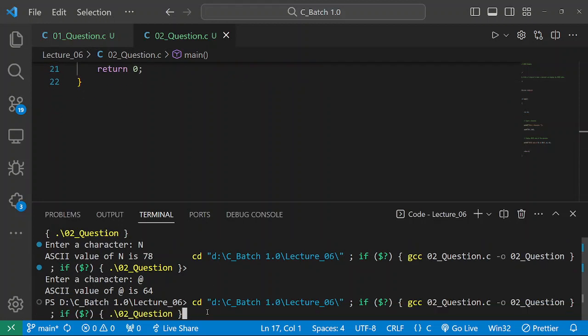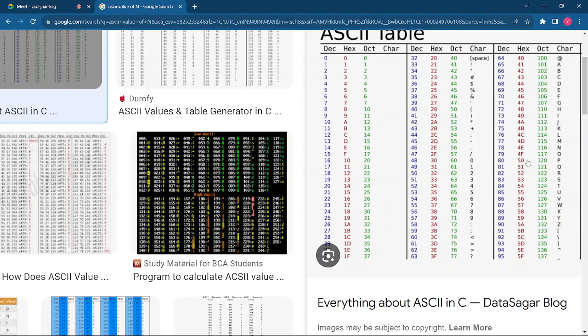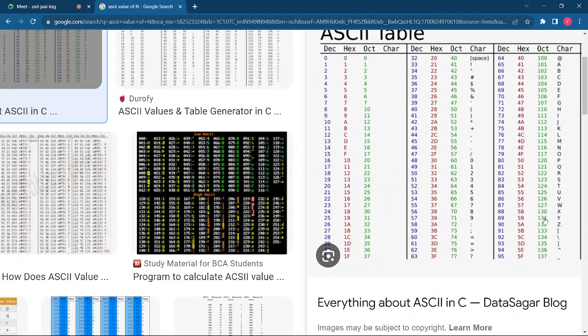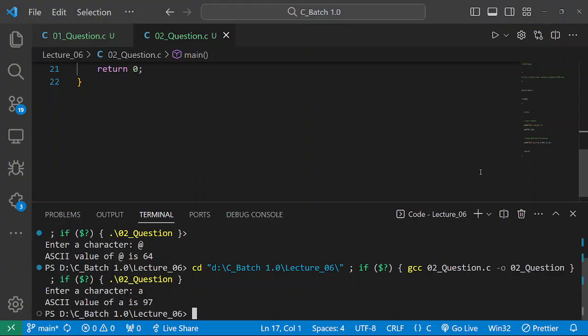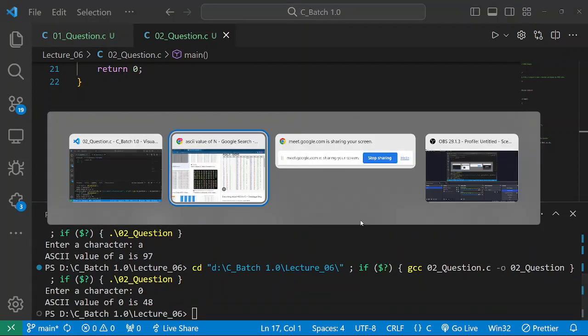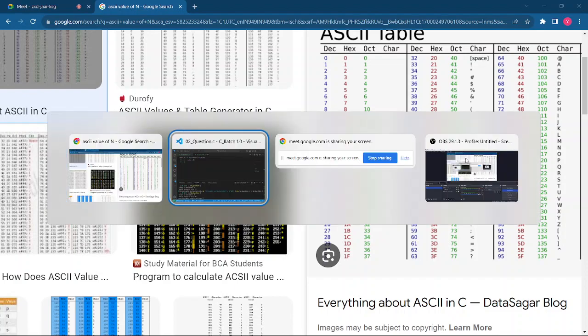If I want to check for a small a, it will be 97. Where is 97? In this table there is not 97, but for small a there is 97. If you want to check for a number, you can go with 0. For number 0, the ASCII value is 48. Where is 48? You can see for number 0, it is 48.